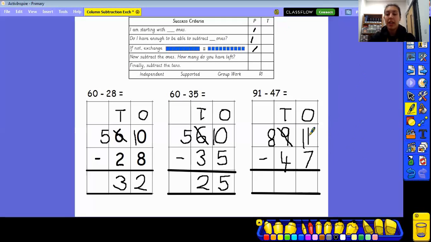I'm starting with 11. I need to take away 7 altogether. But I know that 11 take away 1 is 10. And that to take away the whole 7, I need to take away 6 more. And 10 take away 6 leaves me with 4. So 11 take away 7 equals 4. Now that I've calculated how many ones I've got left, I can now go on to calculating my tens. So 8 tens, take away 4 tens, that leaves me with 4 tens. So 91, take away 47 equals 44.